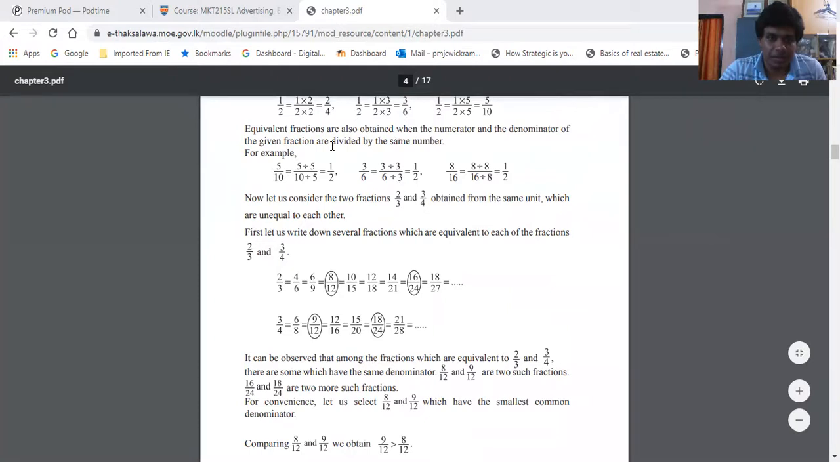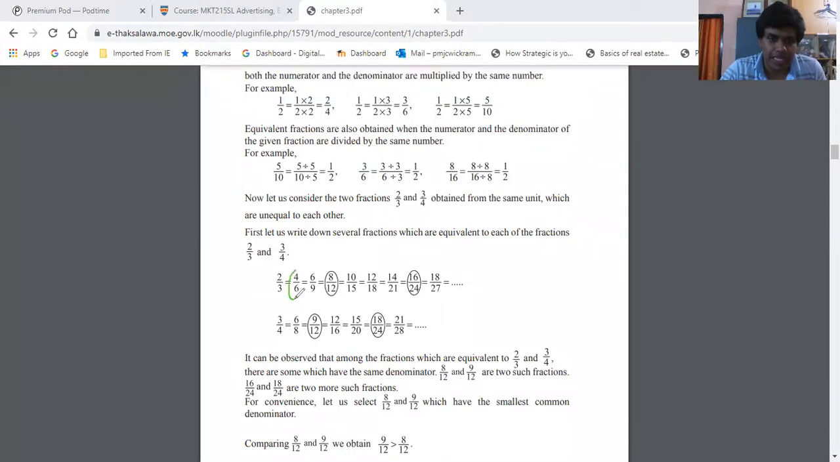I'm 100% sure you guys can see the cursor. 2/3 multiplied by 2, that's 4/6. 2/3 multiplied by 3 will give you 6/9. Likewise it goes, and they have found a small relationship. What is that? 12 in the denominator, 24 in the denominator in both of these.